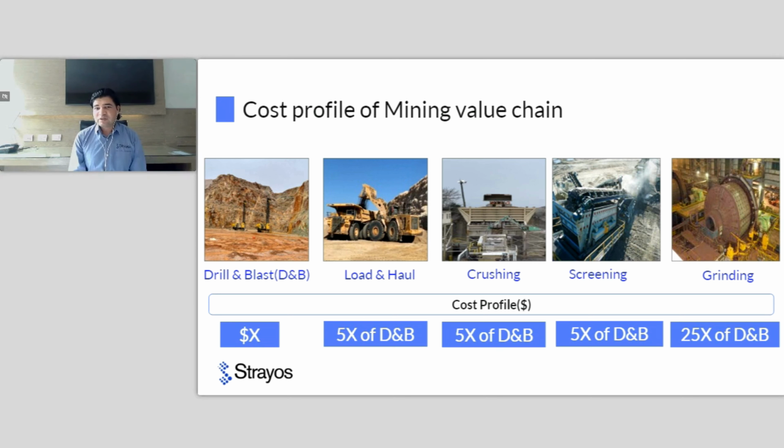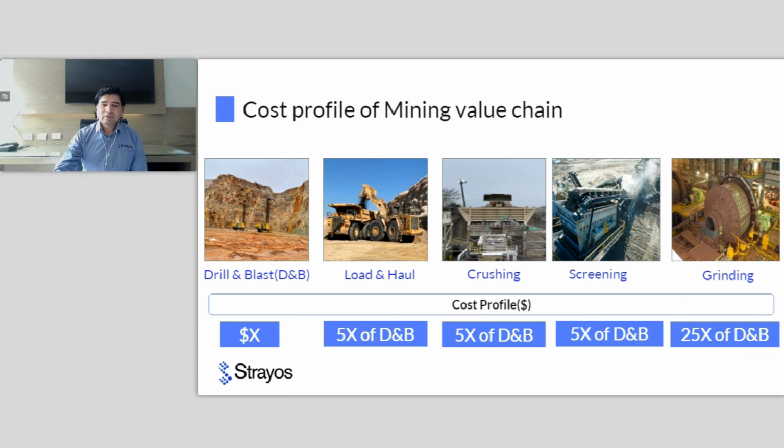And similarly, the cost continues to exponentially rise in the crushing side, 5 times of D&B, the screening side, another 5 times. But it gets massive when we are at the stage of further processing, either at the grinding stage or further milling side, which is even more like 5 times of drill and blast. So the cost profile looks massive here.